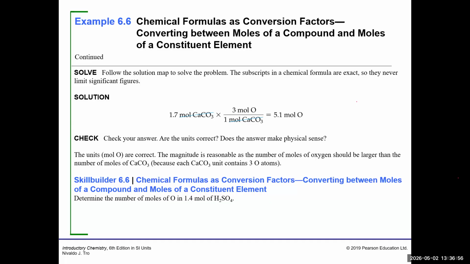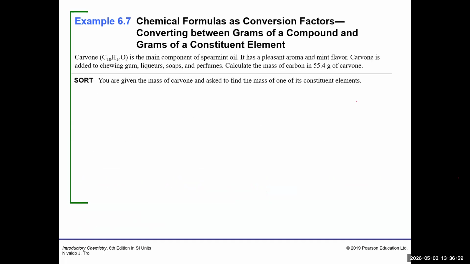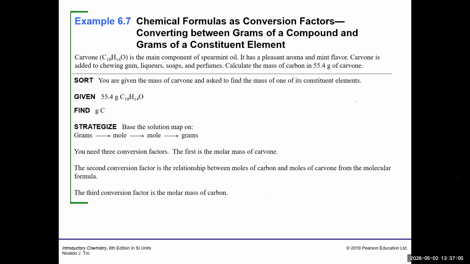See this mole, like I said, very funny animal. Let's do another chemical formula conversion factor. All right. This chemical formula is C10H14O, carvone. Carvone is the main component of spearmint oil. It has a pleasant aroma and mint flavor. Carvone is added to chewing gum. That's why we have the chewing gum that we chew, and we put it in liquors and soaps and perfumes and a whole lot of stuff.